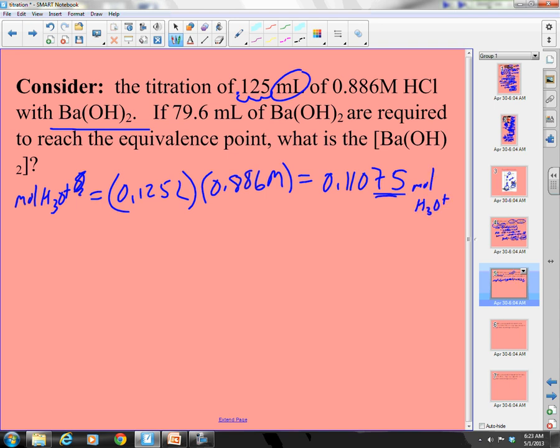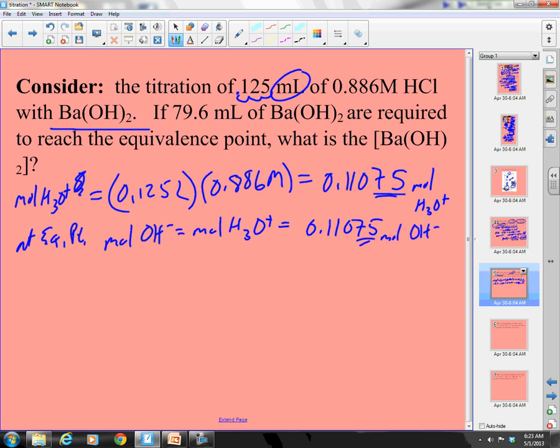At my equivalence point, at my EQ point, what do I know? Well, then moles of hydroxide equals moles of my hydronium, which equals 0.11075 moles of hydroxide. Good.